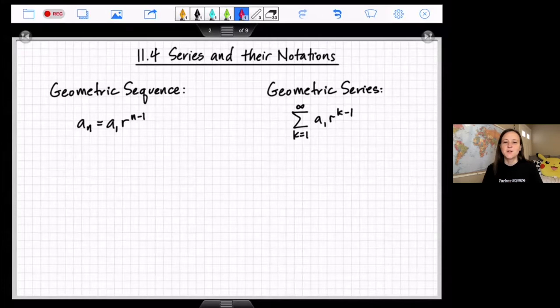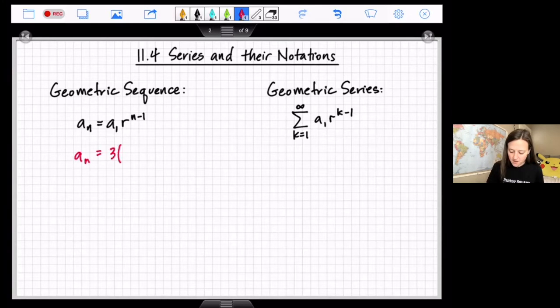So far in section 11.4, we've been talking about infinite series and their partial sums. And in these videos, I want to talk about what happens when your infinite series is adding up the terms of a geometric sequence. So let's remember our geometric sequence. Here's our explicit formula for a geometric sequence. So just as an example, we could have the sequence where a1 is equal to 3 and our common ratio is equal to 2. So let's remember what this does for the sequence.